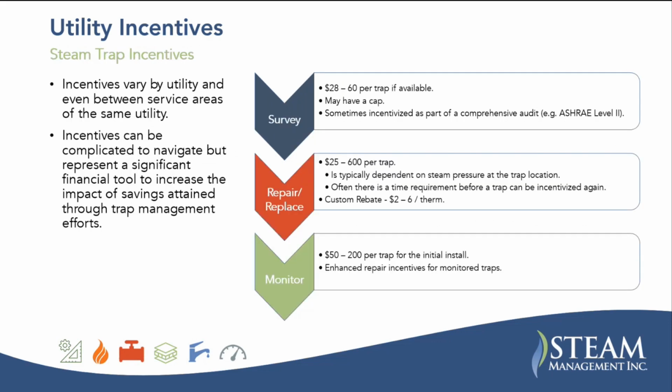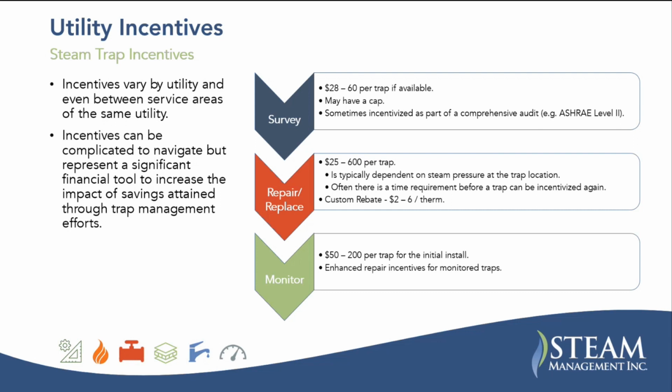Steam trap incentives. So these are often incentivized by utilities. The trap surveys are incentivized. It could be $28 to $60 per trap that you get back for the survey. It may have a cap for it, and sometimes can be incentivized as part of an ASHRAE level, or as part of a comprehensive audit. So an ASHRAE level 2 would be a good example, where they incentivize if you perform a total level 2 audit, and then maybe the steam survey is part of that audit.